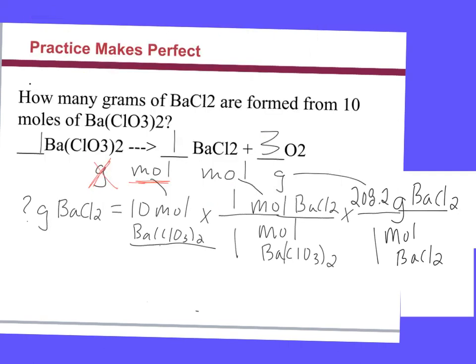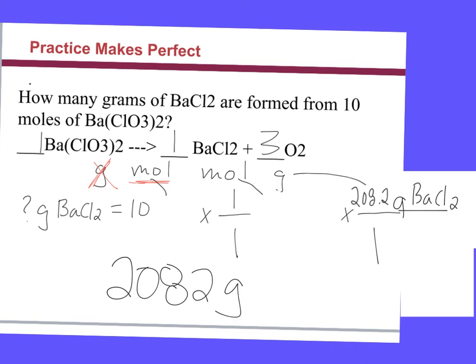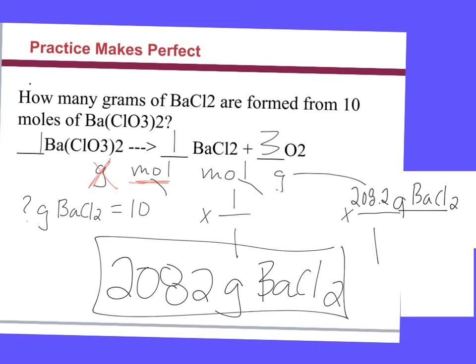Okay, so moles of that cancel with moles of that. Moles of barium chloride cancel with moles of barium chloride, and we're left with something that's actually pretty clean and easy to see. 10 times 1 times 208.2 grams divided by 1. And so I think me doing this in my head, this moves our decimal point, and it's gonna be 2082 grams barium chloride. That is our answer to this example problem.